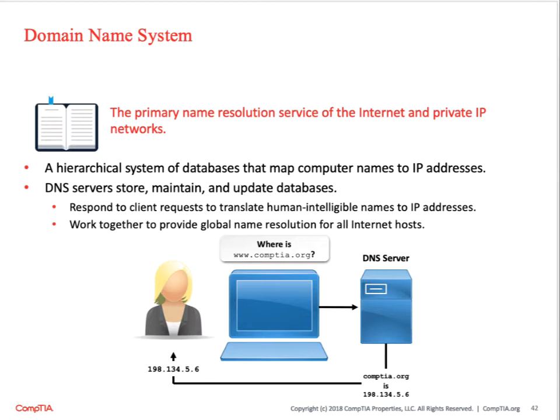So these DNS servers are going to store, maintain, and update databases. They respond to client requests and translate human intelligible names into IP addresses, and work together to provide name resolution for all clients. So when we type in CompTIA.org in the URL, the domain name server looks at that request and goes into, basically, its phone book, and sees, okay, what is CompTIA.org's IP address? Then it finds CompTIA.org's IP address and serves it back to your browser, and that's what you're really looking up.